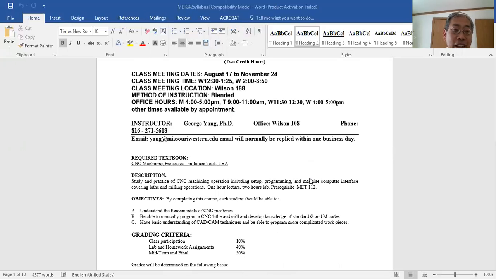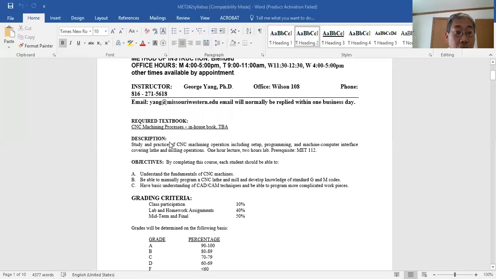Since last semester you only had half a semester, I will review some of the concepts from MET 132, the many machines. Mainly we're working on two kinds of machines: one is a lathe, one is a mill, and we'll review some of those. We're not going to go back to the manual lathe or manual mill, but we'll review some of those concepts, okay?